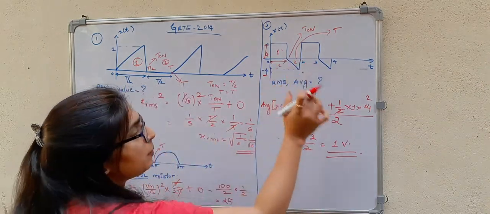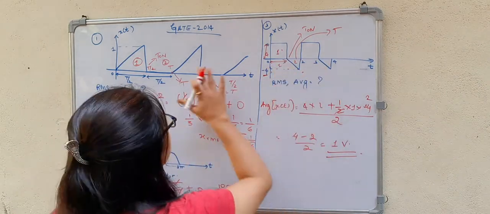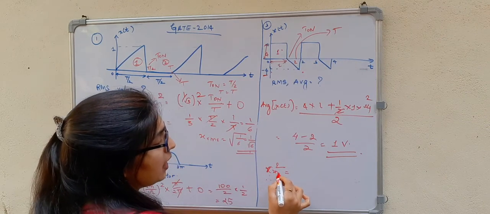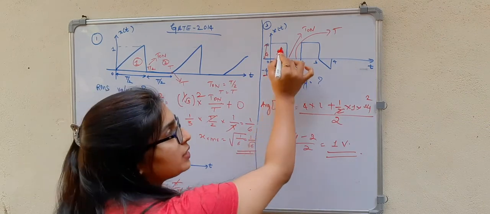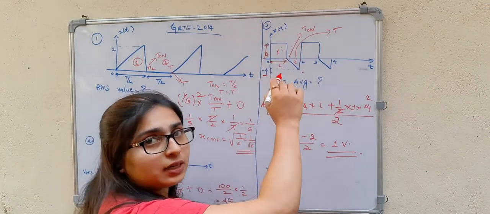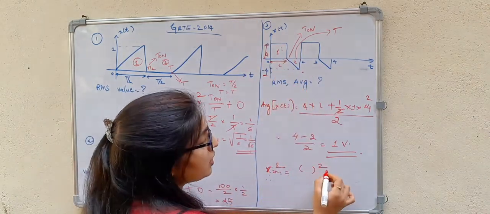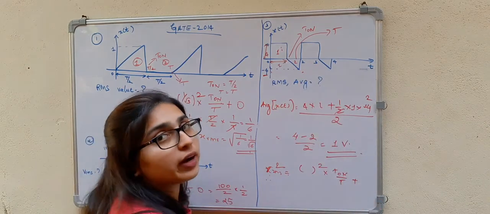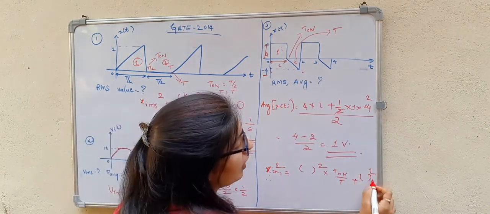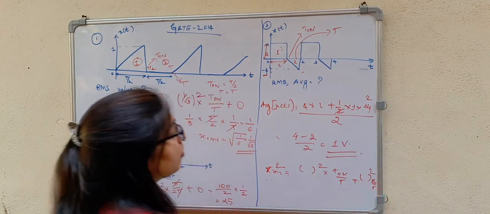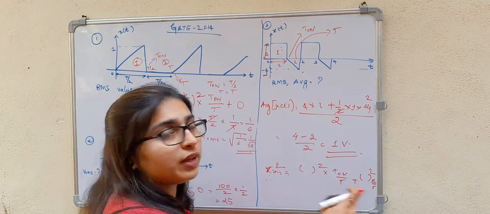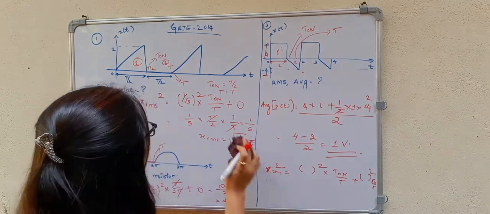Okay, so just remember, for any waveform like this, you can find XRMS square. Take the first part, find the RMS value of that, square it into T on by T, then take the next part, find the RMS, then square into T on by T. That will give you XRMS square. Then take the square root of the answer, and you will get the RMS value of the waveform.